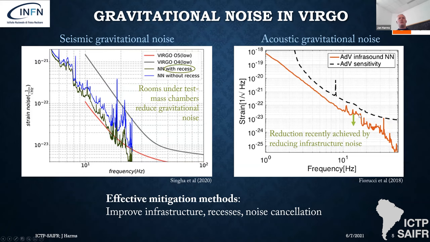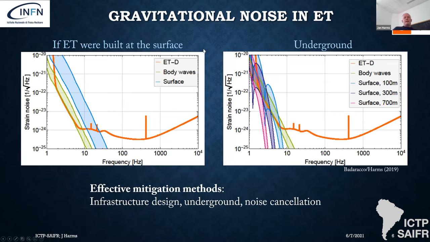So for Virgo, infrastructure, recesses and noise cancellation, something that I will talk more about later, are the important mitigation methods. Now we also have the Einstein telescope, the next generation infrastructure that we plan to build underground in Europe. And here the situation is a little bit different because we are talking about somewhat lower frequencies. Virgo is seeing down to 10 Hertz at best. With the Einstein telescope, we want to go maybe to 2-3 Hertz, which really amplifies the whole problem with the gravitational noise.